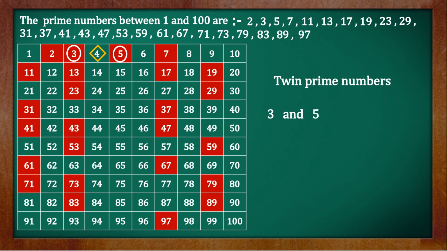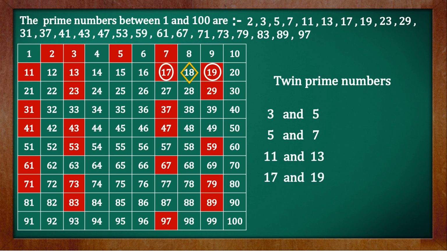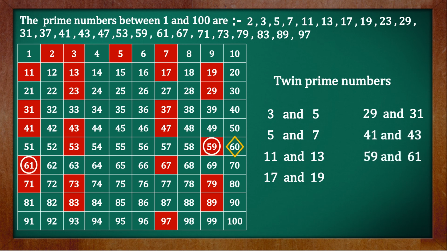Apart from 3 and 5, other pairs of twin prime numbers are 5 and 7, 11 and 13, 17 and 19, 29 and 31, 41 and 43, 59 and 61, 71 and 73. You can see that there are 8 pairs of twin prime numbers between 1 and 100.